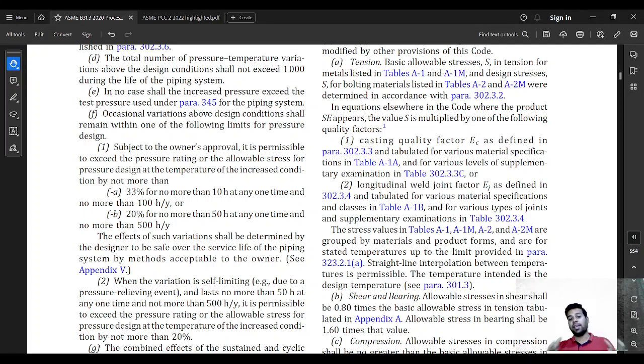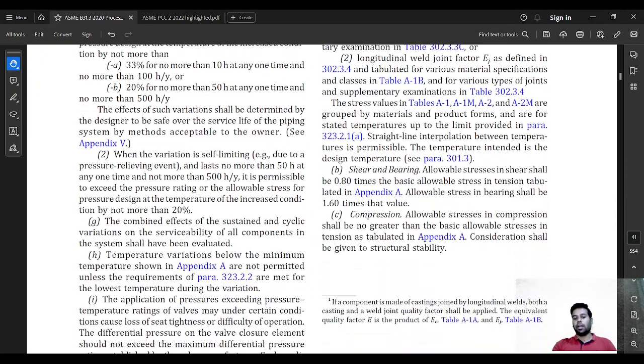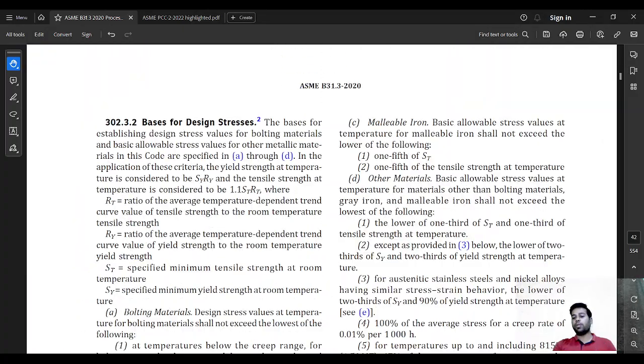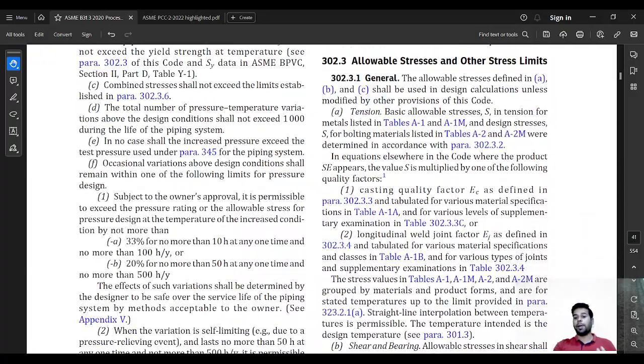So these are the variations that are given. It should not exceed these variations. Sometimes it can exceed, but that exceedance shall also be under these variables. And all of these things are the criteria that are given. These are to be considered by the designer while designing the piping systems.